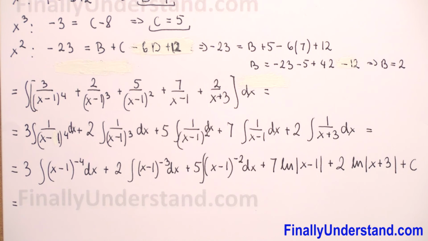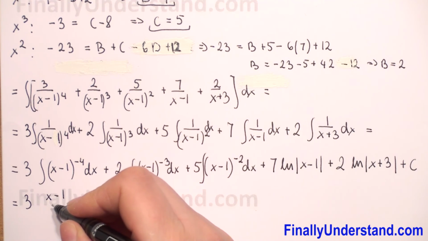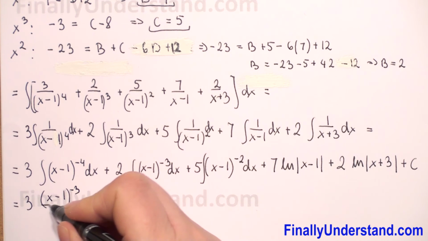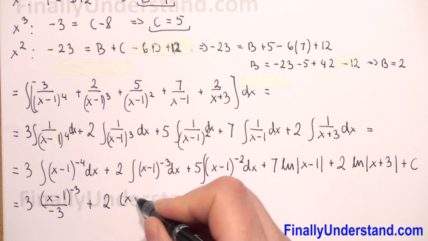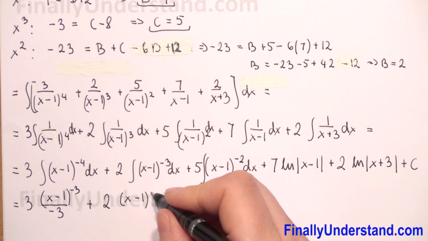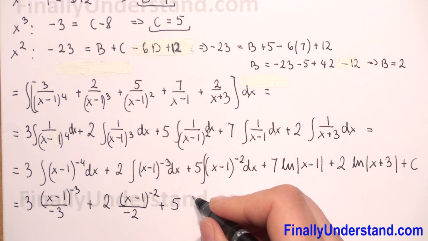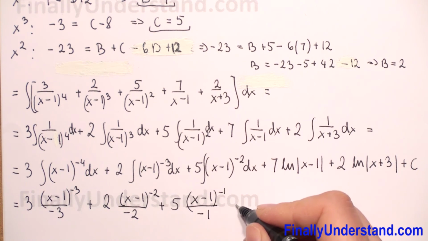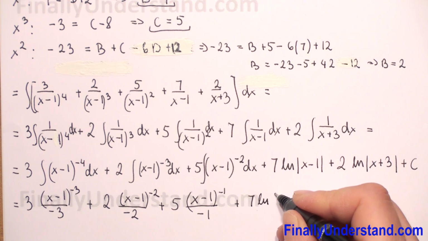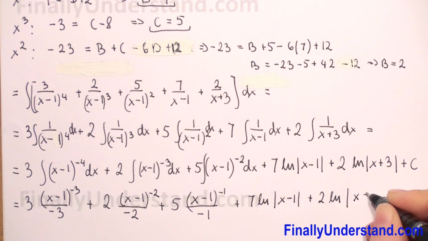Now we have to use the integral of power function formula. We will copy 3 and we will have x minus 1 to the power negative 4 plus 1 is negative 3, over negative 3, plus we have 2 and it will be x minus 1 to the power negative 3 plus 1 is negative 2, over negative 2, plus 5, and we have x minus 1 to the power negative 1 over negative 1, and the rest we have to rewrite: the natural logarithm of the absolute value of x minus 1, plus 2 natural logarithm of the absolute value of x plus 3, plus constant c.